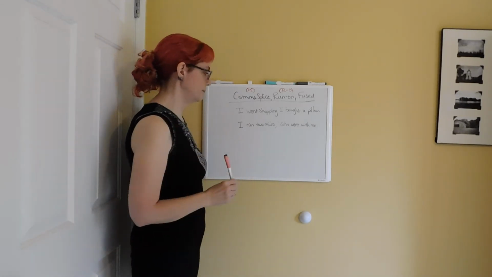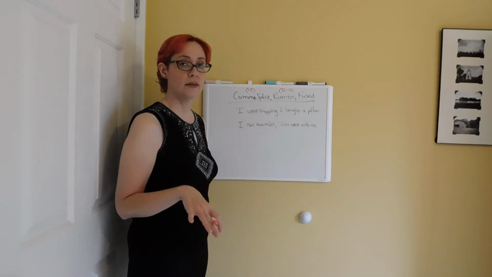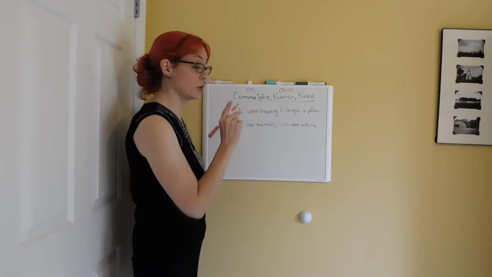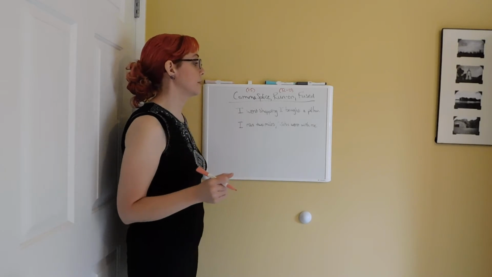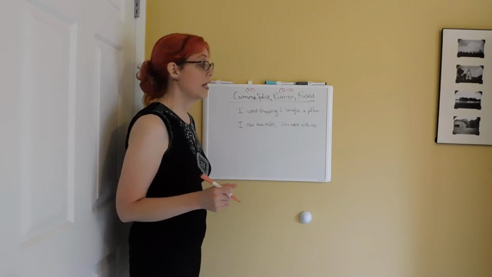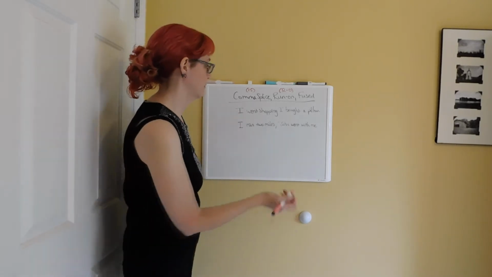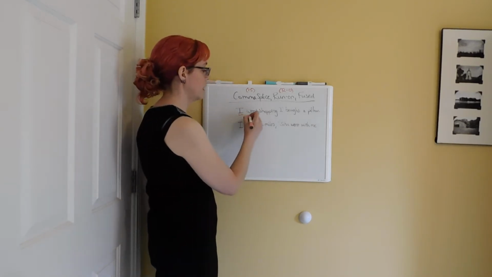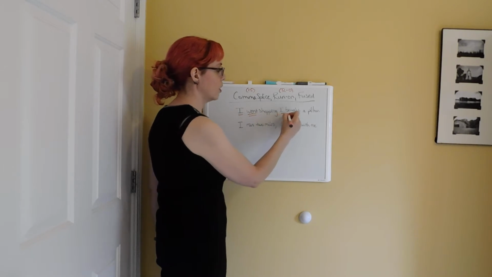Alright, here we go. I went shopping, I bought a pillow. This is what you think you said. What you actually said: I went shopping, I bought a pillow. This is a run-on sentence, or a fused sentence. You have two independent clauses, I went and I bought.